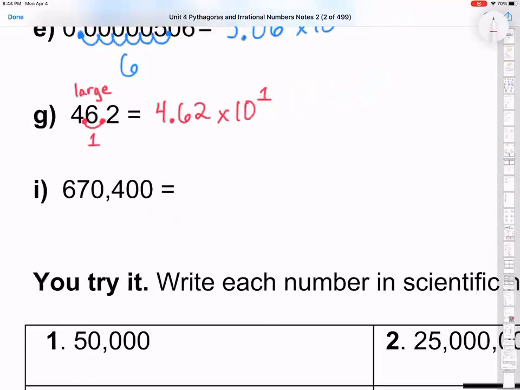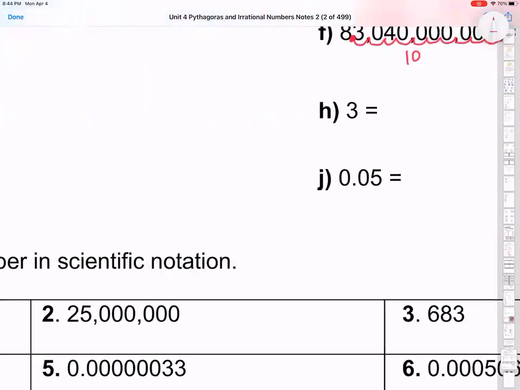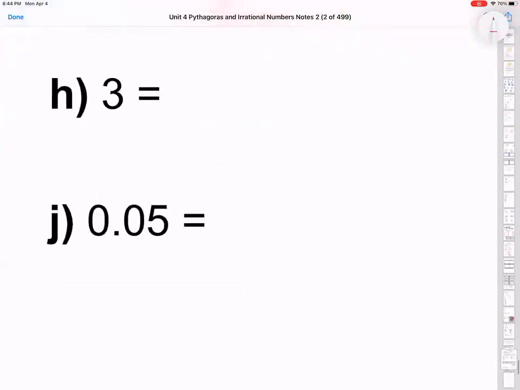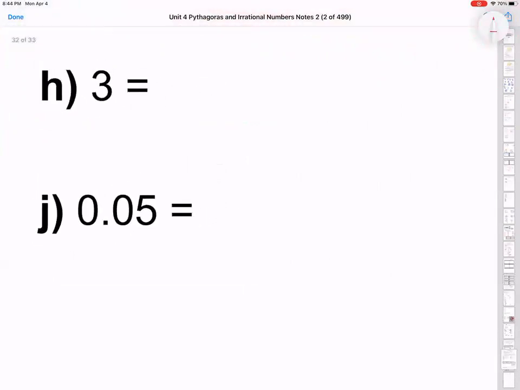Next, moving on to H. So we have the number 3. Well, 3 is really the same thing as saying 3.0. Right? 3.0 is the same as 3. And so if we're trying to convert this into scientific notation, it looks like our number 3 is already in between 1 and 10. So we end up then for the scientific notation with 3.0.